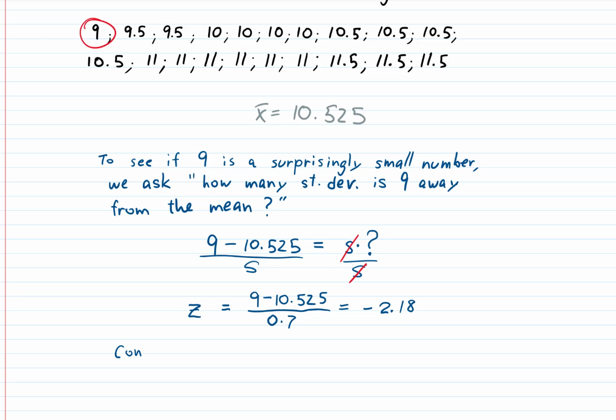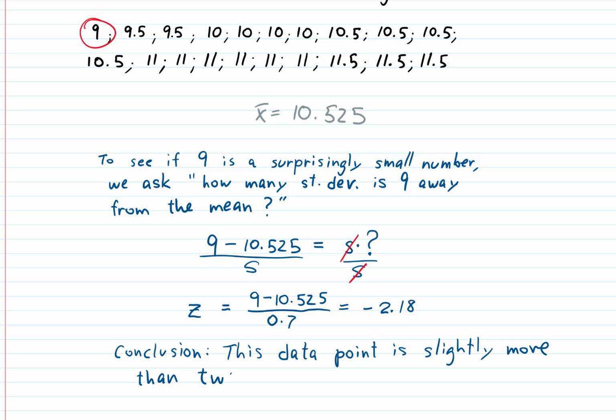So that's our conclusion. This data point is slightly more than 2 standard deviations below the mean. And that is surprising. Okay? To be that far faster than the average is surprising. That would put them in probably about the top 2.5%. Okay? Anything more than 2 standard deviations away from the mean is usually considered to be something that you would definitely take note of.